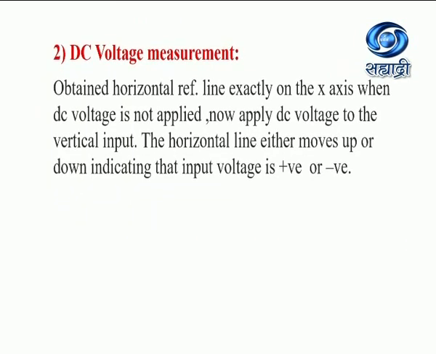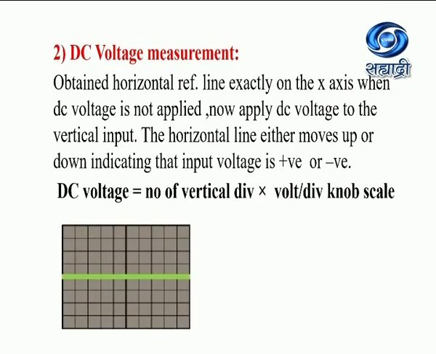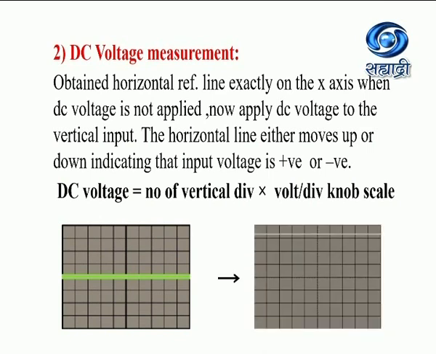Second application is DC voltage measurement. First, obtain the horizontal reference line exactly on the x-axis when DC voltage is not applied. If you apply DC voltage to the vertical input, the horizontal line either moves up or down, indicating that input voltage is positive or negative. So it will shift upwards or downwards. If it is positive, then it will move up, and if it is negative, it will move down.